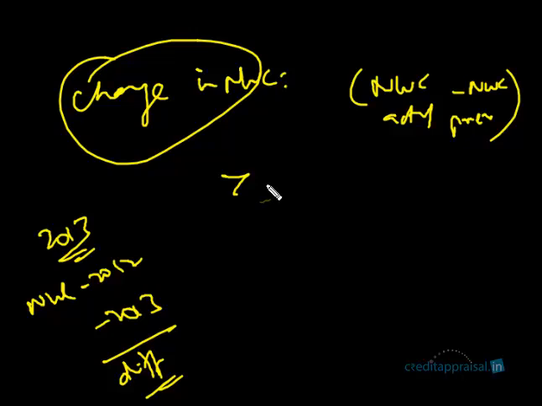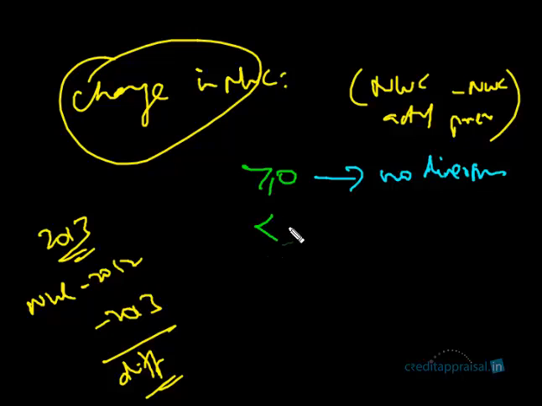Okay. So if this change is greater than zero, right, it means that there is no diversion of funds. Straight away we can say greater than or equal to. Okay, greater than or equal to. Right. However, if this is less than zero, right, then you have two scenarios. Then you have to check whether the current ratio is greater than that minimum norm, whatever it is for your bank, right?